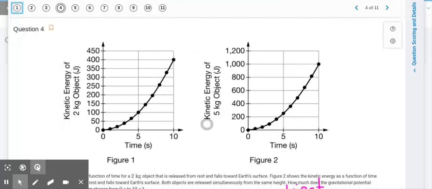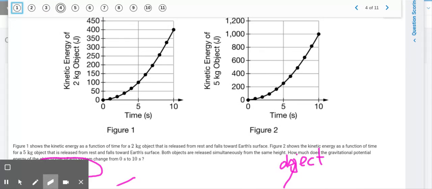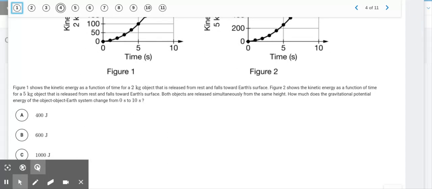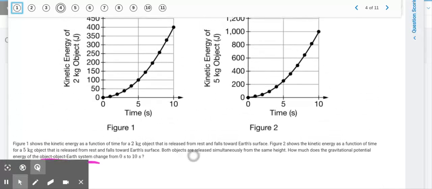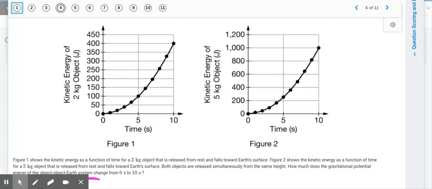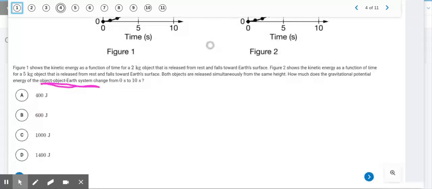Okie dokie. So for this question, I'm assuming that you have already read it. I'm not going to read it to you. Basically, there's two objects, and it's telling us the kinetic energy of both from time t equals 0 to t equals 10. And they want to know how much the GPE of the object-Earth system changes from 0 to 10 seconds. So there's two objects in the system, so we just add them up. The kinetic energy changed from 0 to 400 and then from 0 to 1,000. So 1,000 plus 400 is 1,400. So that's how much it changed.